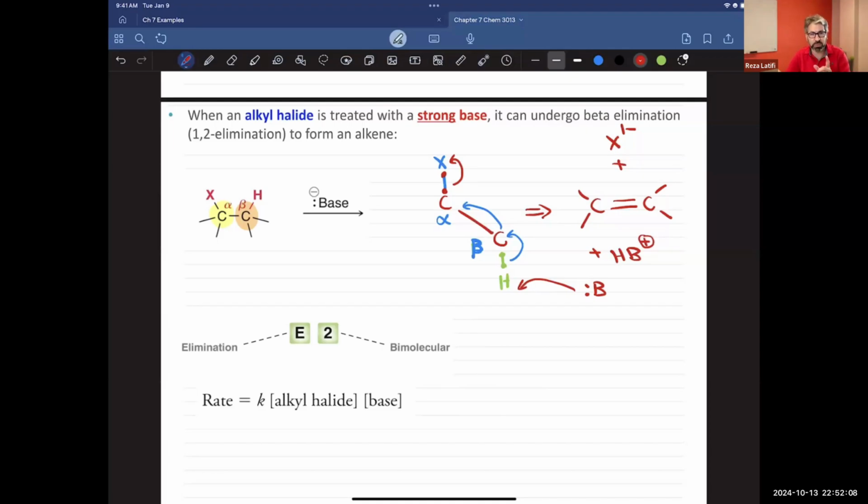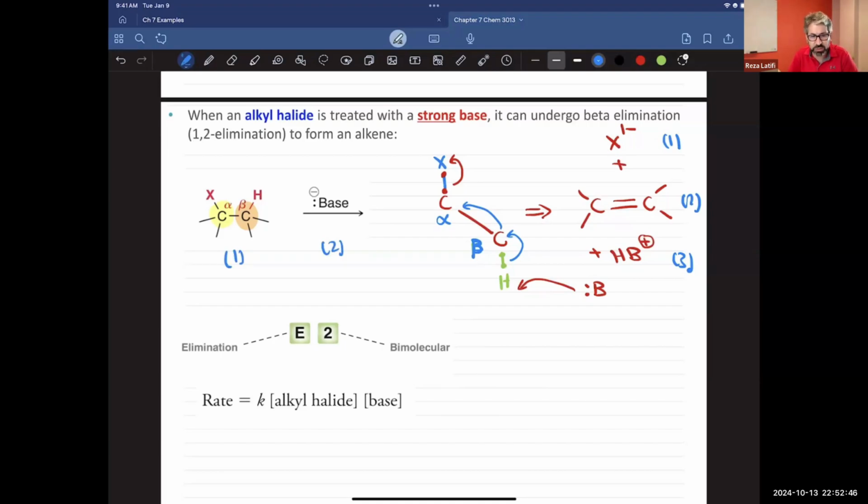So let's recap whatever we said until now. We started with 2 particles, alkyl halide plus base. In the output, we got 1, 2, 3 particles. The entire reaction is happening in one step, and that step is going to be the rate determining step because we have only one step. The molecularity of that step is equal to 2, which means 2 particles are involved: the alkyl halide and, second, the base.